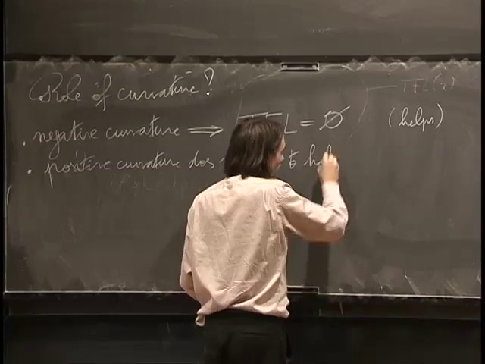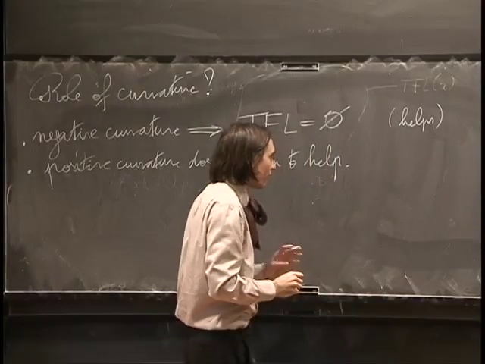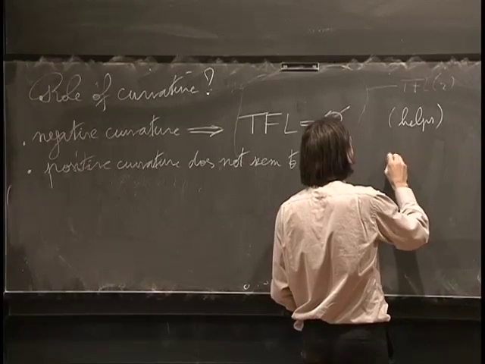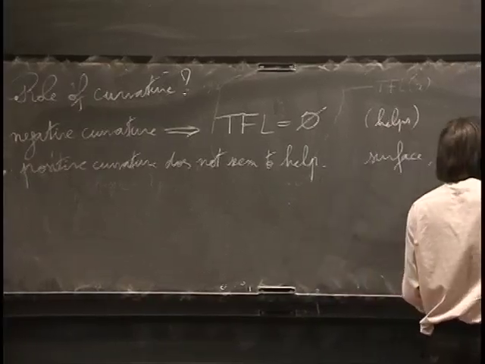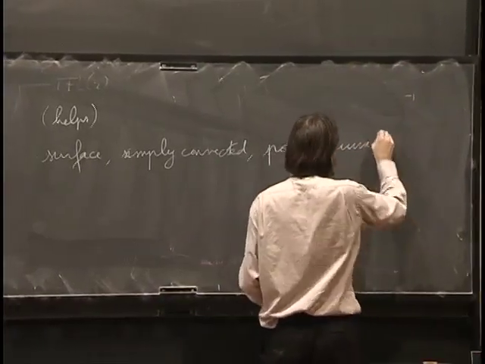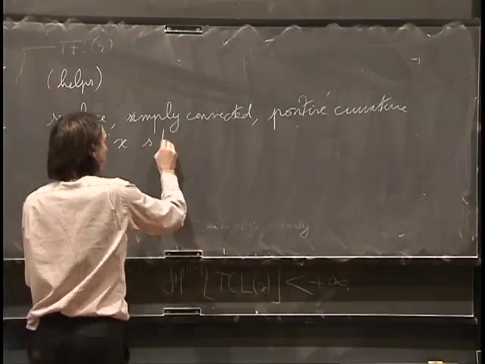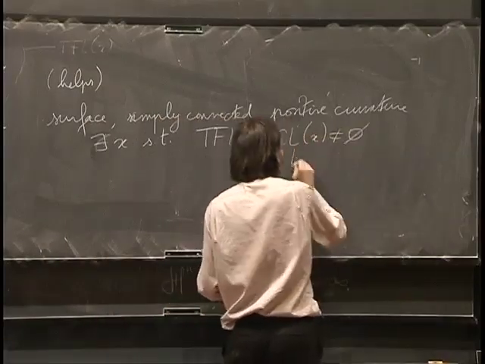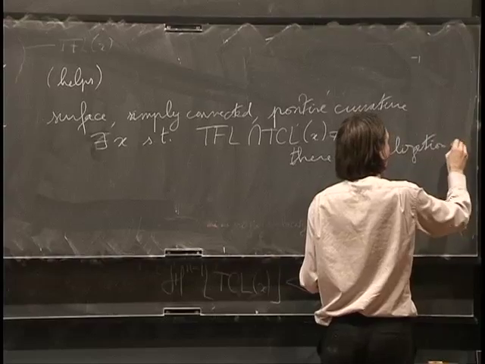In particular, there are results as old as Poincaré, and in particular results by Klingenberg, saying that, for instance, I guess this was already known from Poincaré, if you take a simply connected surface with positive curvature, then there is some x such that TFL intersected TCL of x is non-zero. So there is focalization at the cut locus. Yes.